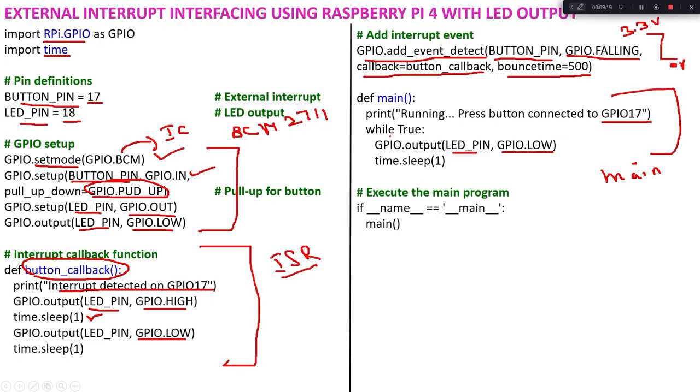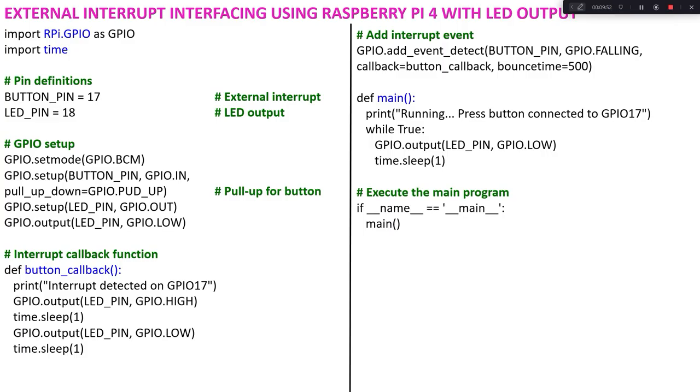Whenever I press a switch, what happens? It goes to this ISR, it enables the LED, and after 1 second it disables it, and again it comes back to the main program. So again in the main program, the LED will be in off state. Again when I press the switch, it goes back to the ISR, executes the program and comes back. That is how the interrupt is processed by the Raspberry Pi 4 module. Then we call this main program using this code, we compile it, and we will execute it.